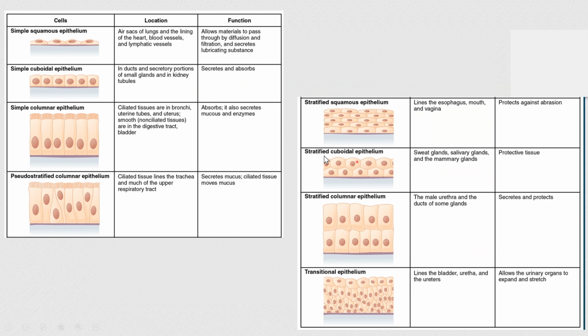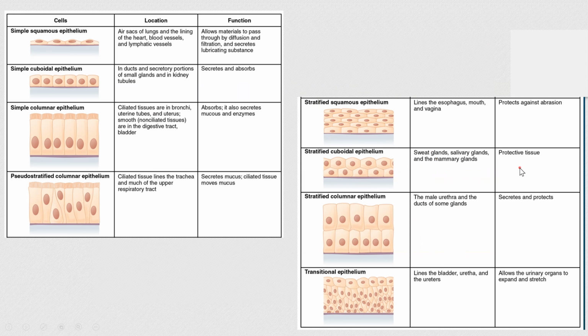Now, why didn't we cover stratified cuboidal and stratified columnar? Because they are very rare epithelia. And in the stratified cuboidal and columnar, we really have only 2 layers of cells. In stratified squamous, we might have 100, 150 layers. We have many layers in the transitional. Stratified cuboidal and columnar have 2 layers. Really what stratified cuboidal does is make bigger glands, and stratified columnar is also found in glands and the male urethra. So, rare epithelium.